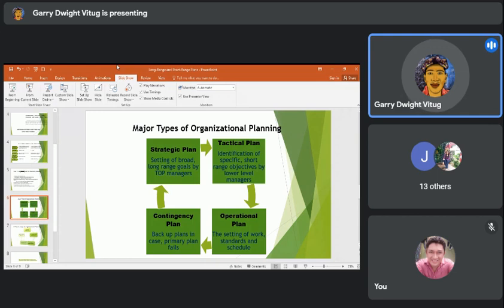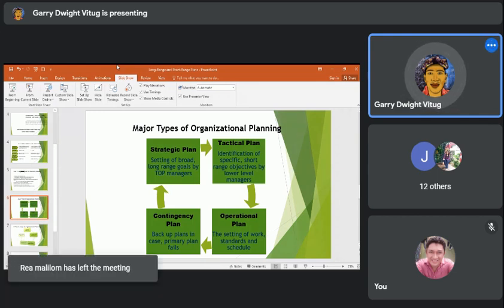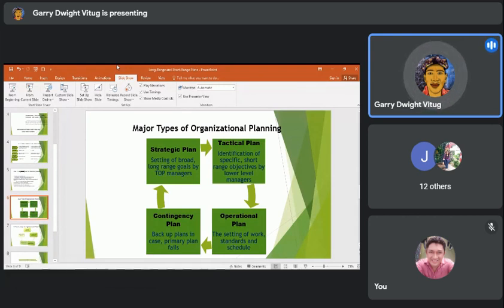Strategic planning usually involves top managers, although some smaller companies choose to bring all of their employees along when defining their mission, vision, and values. Then the second one is the tactical plan. The tactical strategy describes how a company will implement its strategic plan.